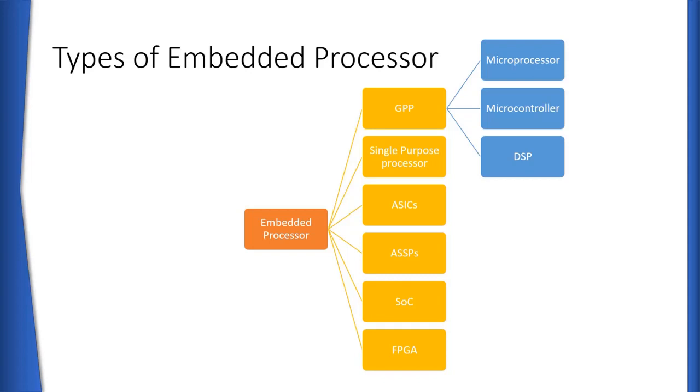There are different types of embedded processors available in the market from different manufacturers. Those processors are used for different applications of embedded systems. They can be divided as general purpose processors, which include microprocessor, microcontroller, and digital signal processor. They can also be separated as single purpose embedded processor, application-specific integrated circuits, application-specific standard products, system on a chip, field programmable gate array.